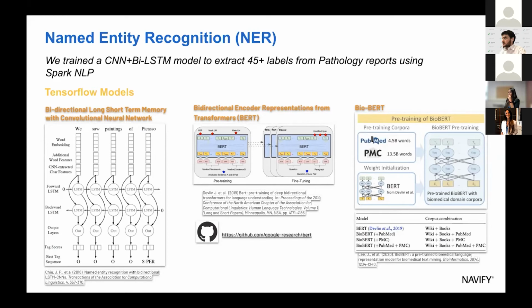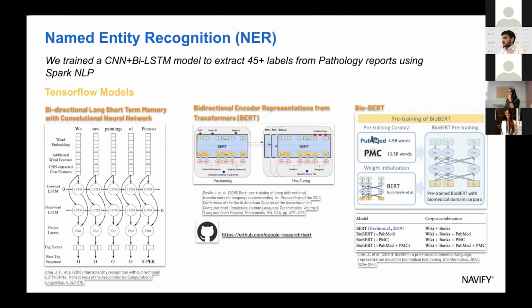BERT stands for Bidirectional Encoder Representations from Transformers. So unlike recent language representation models, BERT is designed to pre-train deep bidirectional representations from unlabeled text by jointly conditioning on both left and right context in all layers. And this work was published by Lee in 2019.